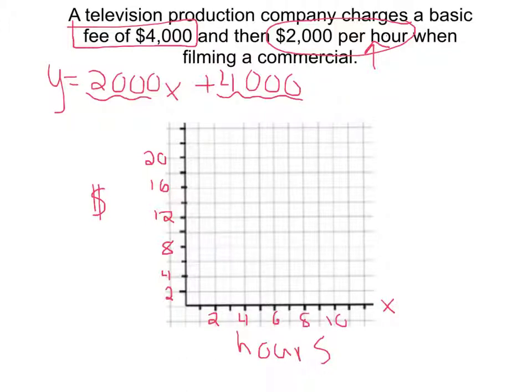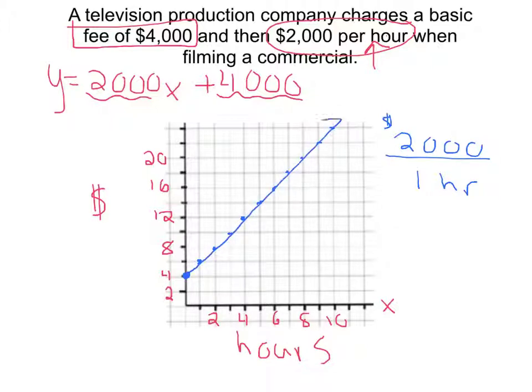Alright, so let's think about how we will graph this. We start at 4,000, and we're increasing by $2,000, $2,000 per 1 hour. So we're going to go up $2,000 over 1 hour. So the slope looks like 1 over 1 when it's actually 2,000 over 1. Get all your points and then graph the line.